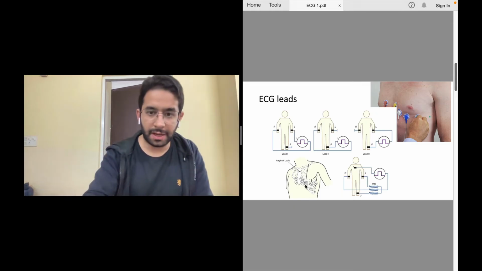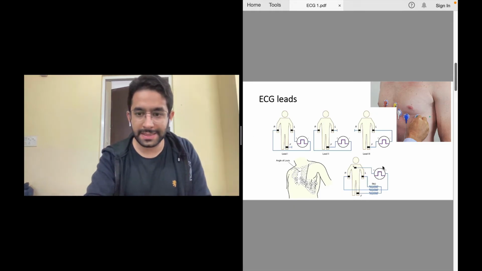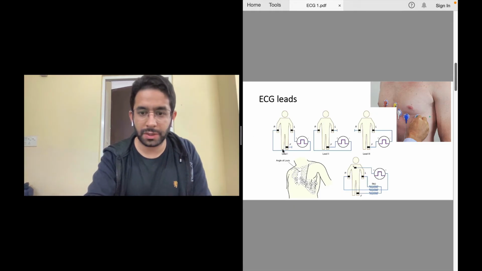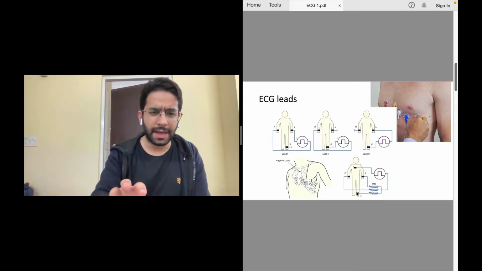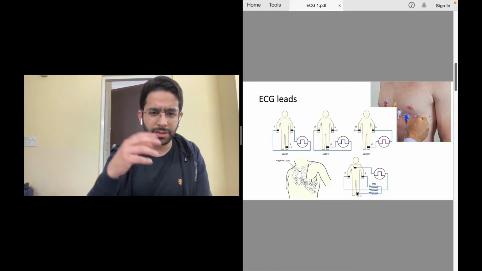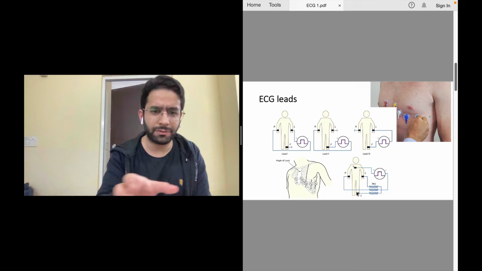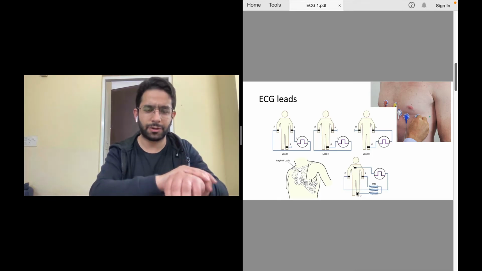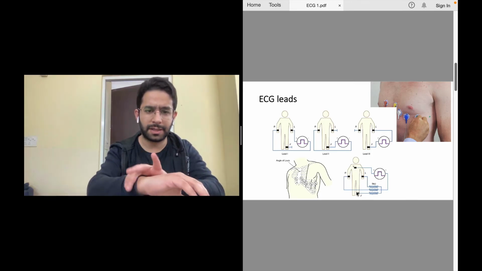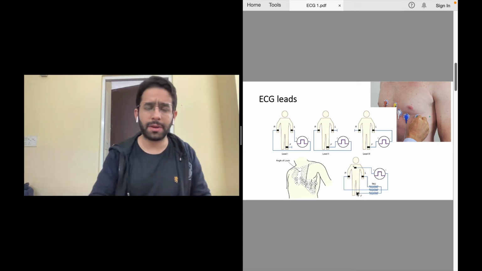The other are the limb leads, which are again 6 in number. 3 of them are bipolar, the lead 1, the lead 2, lead 3, and then there are these augmented leads, AVR, AVL, and AVF. Again, it's not that difficult. Just go to the ECG room once and see how these limb leads are placed. They'll place an electrode on your left arm, they'll place an electrode on your right arm and your left foot.